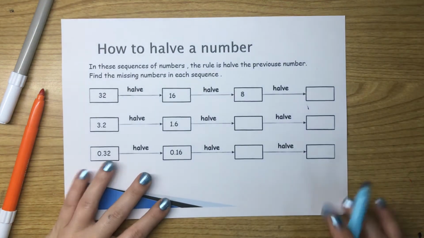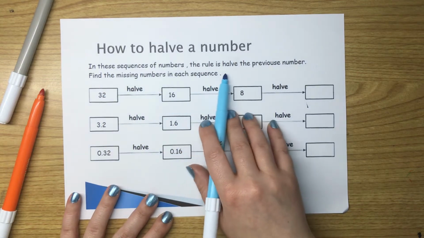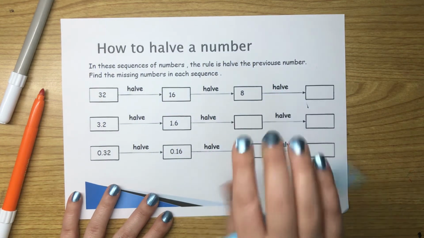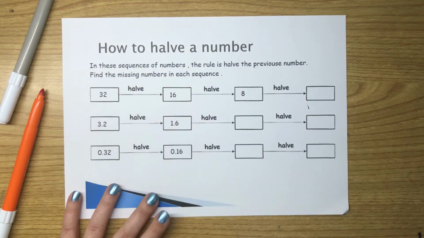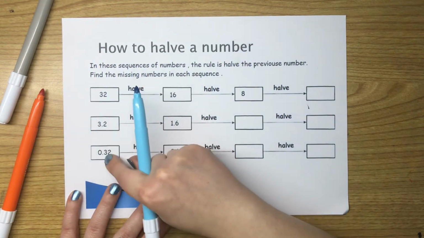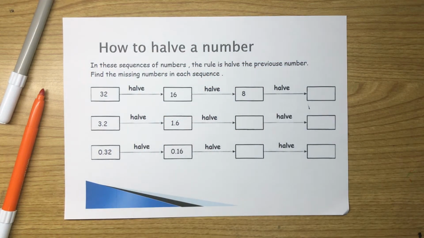Okay, another example by using these sequences: how to halve a number in these sequences of numbers. The rule is halve the previous number. That means 8 is half of 16, and 16 is half of 32. By using the decimal point and looking at these sequences, you are going to know the relationship between these numbers. Okay?